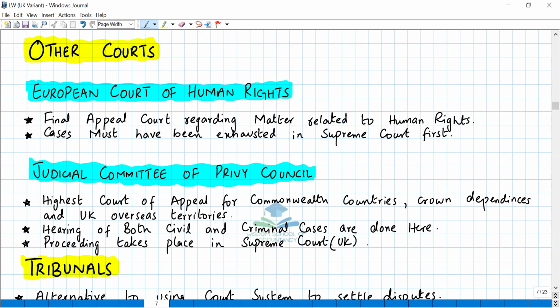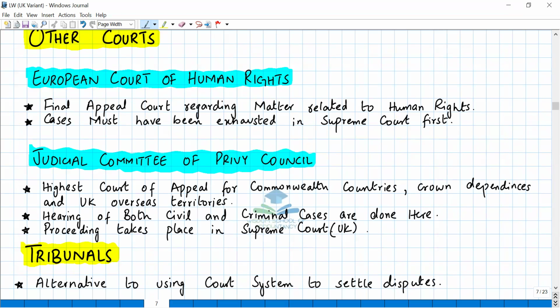Cases must have been exhausted in Supreme Court first. It means that the case must have been heard by the Supreme Court first, and then the appeal can be made. It's not that you can make a direct appeal in the European Court of Human Rights without the case being heard in the Supreme Court. No, the case should first be heard in Supreme Court, the decision should be made, and then that decision should be appealed in the European Court of Human Rights.